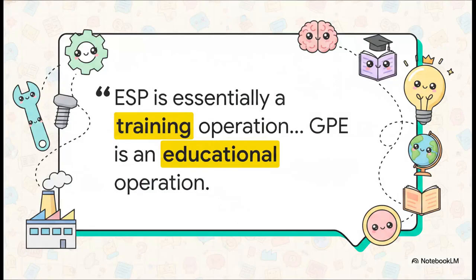The linguist H.G. Widdowson captures this stark contrast perfectly. He writes, "ESP is essentially a training operation which seeks to provide learners with a restricted competence. GP, on the other hand, is essentially an educational operation." Just think about that for a second. We are directly contrasting training someone for a highly specific, restricted task, like naming parts of a car engine, versus educating them to handle completely undefined, unpredictable eventualities in the future. It's a profound philosophical choice for a syllabus designer to make.